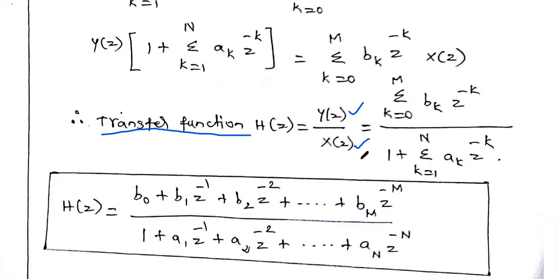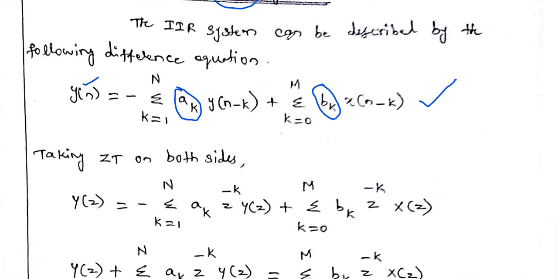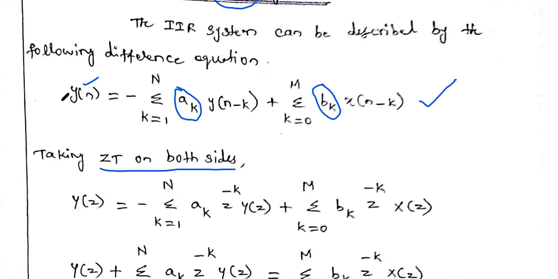If you want to find this H of Z, in our problem there will be a time domain equation, the system equation in time domain. So now we have to convert this time domain into Z domain. That's why we have to take the Z transform of the above equation, using the time shifting property of the Z transform. So what is the Z transform of the term y of n? It is Y of Z.